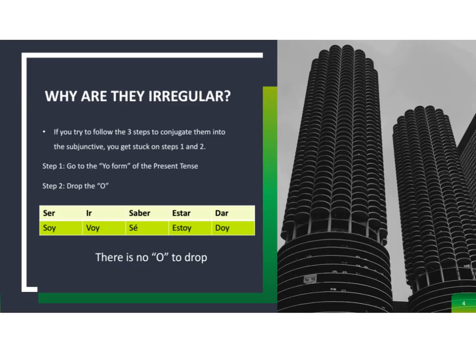So any of these 5 verbs, if you try to go to the yo form, like ser, for example, is soy in the yo form, yo soy, you're going to see that you can't drop the o because there's no o on the end to drop. The same with ir becomes voy in the present tense in the yo form. Saber is sé, estar is estoy, and dar is doy. So if you follow the first 2 steps, go to the present tense, and then try to drop the o, you'll see that you can't drop the o. And so that is why these 5 verbs are classified as irregulars.